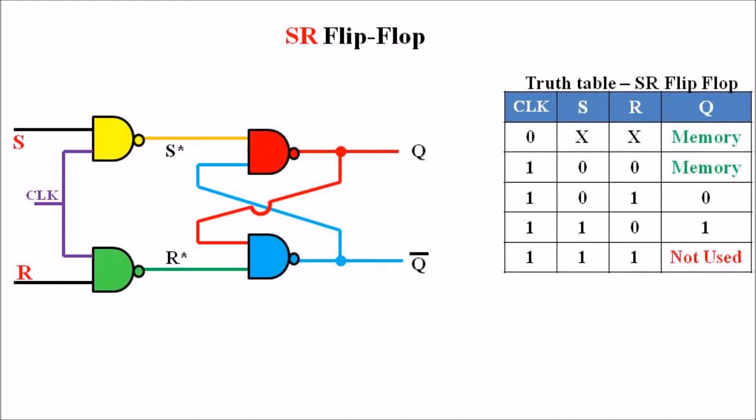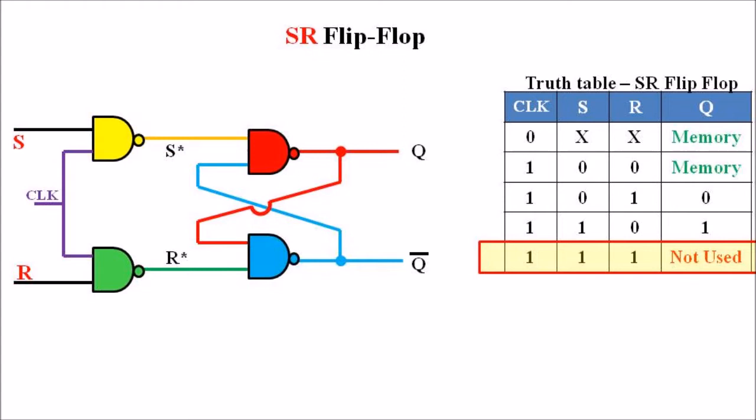And if the clock is 1 and S is 0, R is 0, it deals with a memory condition. If the clock is 1, S is 0, R is 1, it deals with an output of 0. And clock 1, S 1, R 0, deals with an output of 1. And finally, if the clock is 1, S is 1, R is 1, it is an invalid condition, and this case is not used in an SR flip-flop.